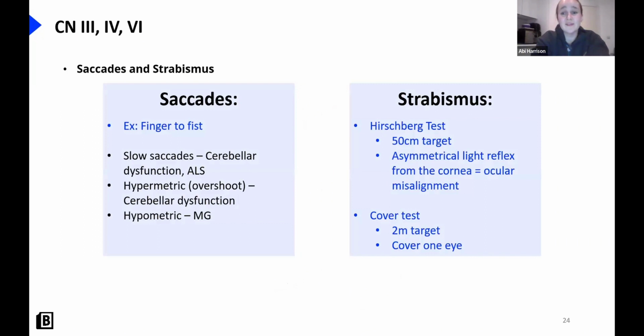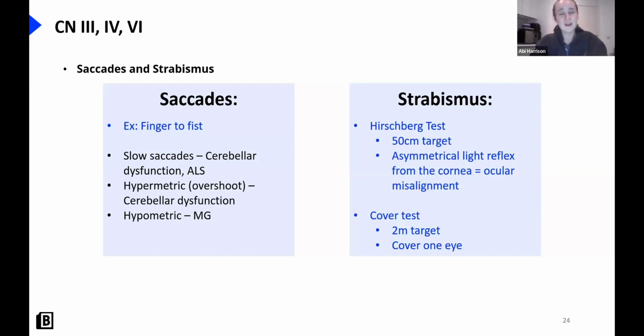Testing saccades: one hand into a fist, one hand into a finger, and you're essentially assessing how a patient can move their eyes rapidly between the two. So can you look between my finger and my fist as quickly as you can? If it's slow, it might be because of a cerebellar problem, or amyotrophic lateral sclerosis, the most common form of motor neuron disease. If you feel that they're looking past your finger or past your fist, that again might be because of a cerebellar problem. But if you feel that they're undershooting or they're not quite hitting that with their gaze, a common cause of that is myasthenia gravis. And then strabismus is essentially misalignment of the eyes.